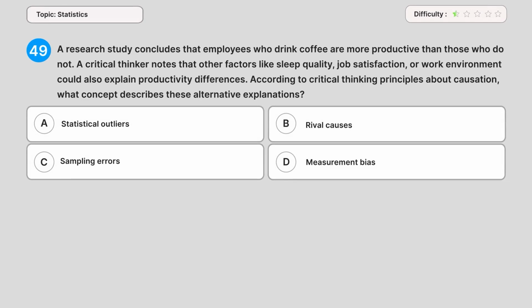49. A research study concludes that employees who drink coffee are more productive than those who do not. A critical thinker notes that other factors like sleep quality, job satisfaction, or work environment could also explain productivity differences. According to critical thinking principles about causation, what concept describes these alternative explanations? A. Statistical outliers. B. Rival causes. C. Sampling errors. D. Measurement bias. Can you guess the answer?